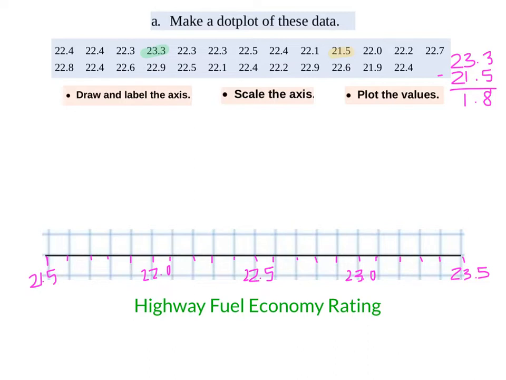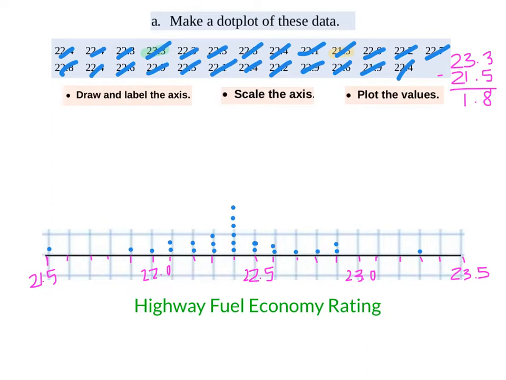So we've drawn and labeled the axis, we've scaled the axis, so now let's plot the values. So there's no rhyme or reason as to how you plot these data points. You can do them in order, or you can just go straight down the list. Something I highly recommend, especially if you've got a lot of data points and a lot of literal dots to make, is to cross them off as you go. So here is our dot plot.